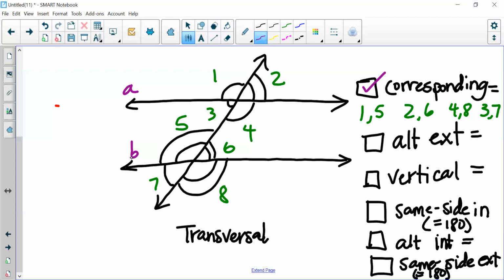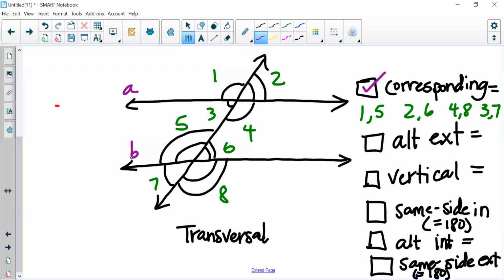Angle 2 and angle 6, exact same place. That's why you see the equal sign, because they're congruent, okay? Angle 3 and angle 7 would be congruent. Angle 4 and angle 8, also congruent, okay? So my first question is this. If the measure of angle 1 is 80 degrees, what's the measure of angle 5 as well? Because angle 1 and angle 5 are what? Corresponding, okay?